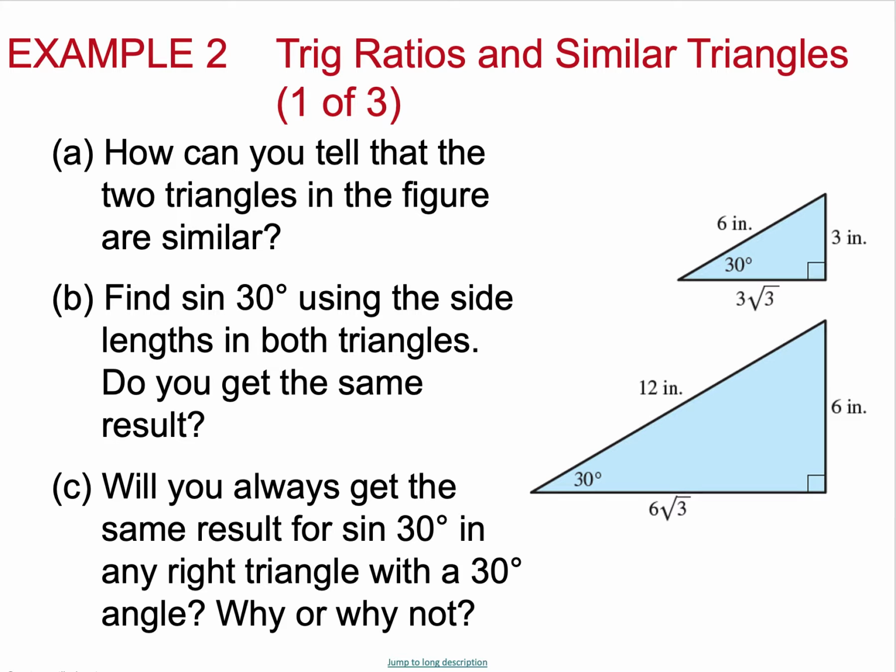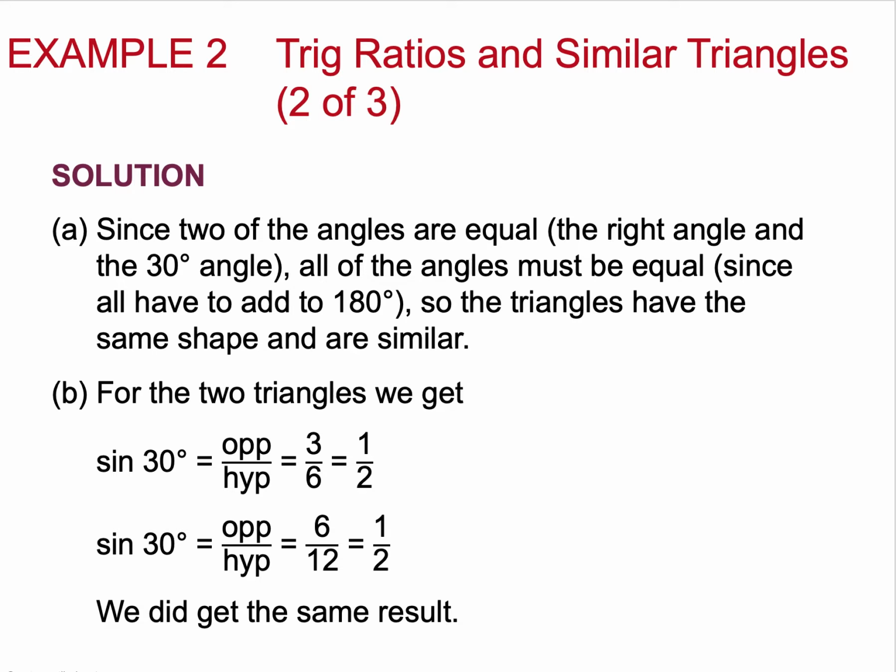Here's another example with trig ratios and similar triangles. So how can I tell that these two triangles are similar by more than just looking at them? Looking at them and saying they look similar is not a valid way to do this. Since 2 of the angles are equal, all of the angles must be equal because the third angle is found the same way. If 2 triangles have all congruent angles, they are similar.